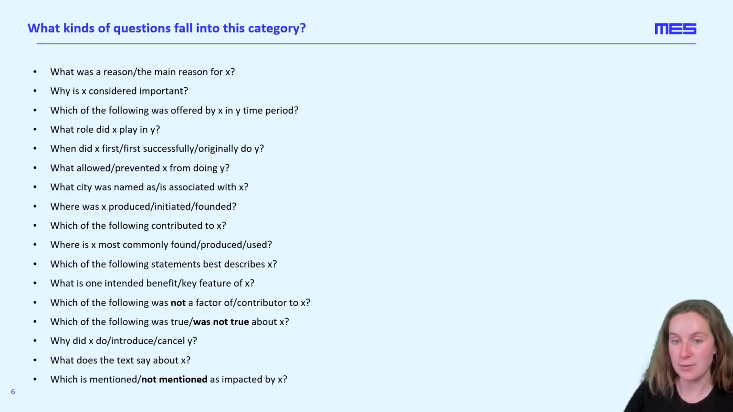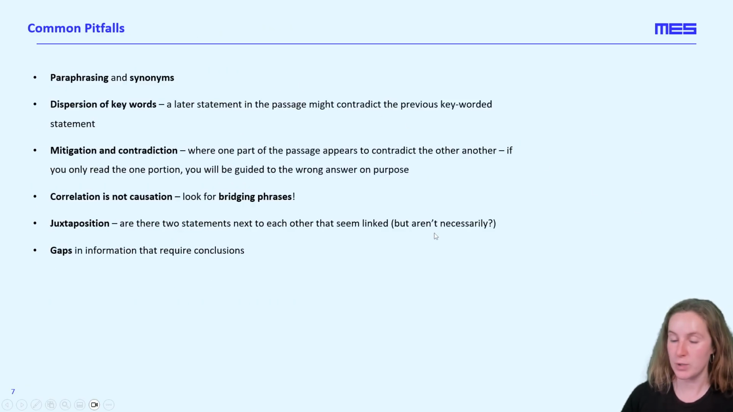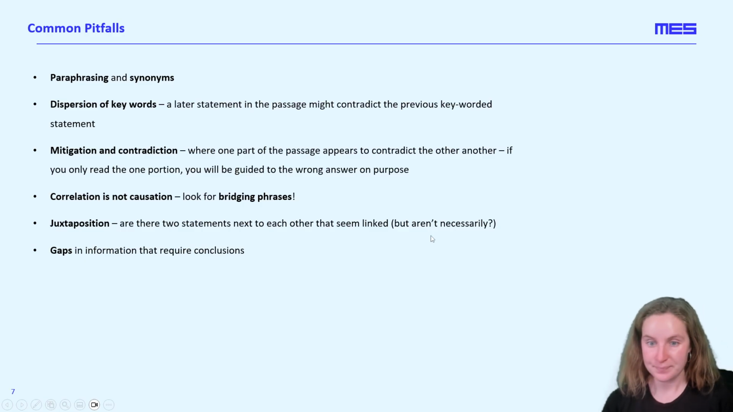This is seeing if you know what this idea actually is and what defines it. Which of the following is not? So the contrast there, the opposite, which of these is not? So you would imagine the other 3 options are contributors to or factors of something. Which of the following was true or not true? Why did something do something? So introduce it, cancel it, inhibit it, promote it, etc. What does the text say about this, and what is mentioned or not mentioned as an impact? So that's looking for the consequences, the causal relationships, for which we know causation is not correlation.